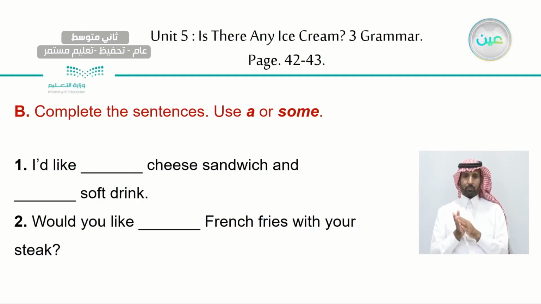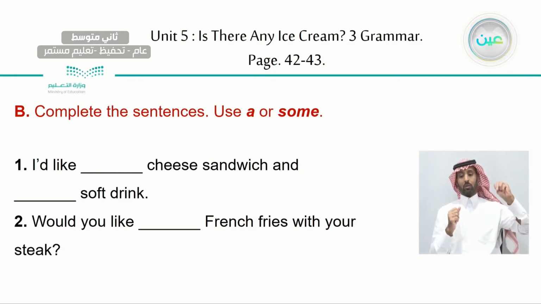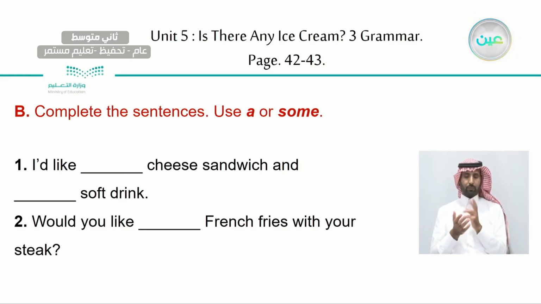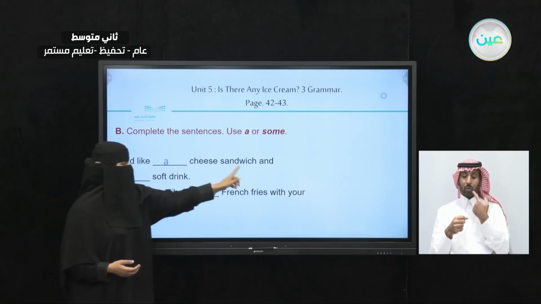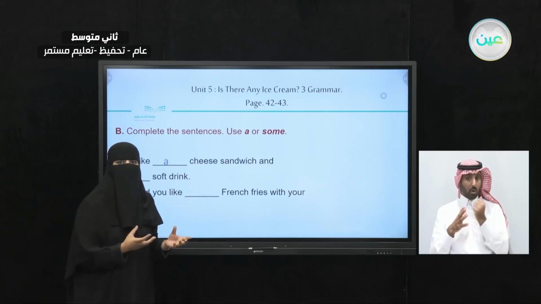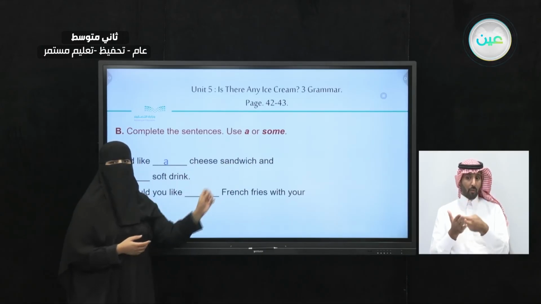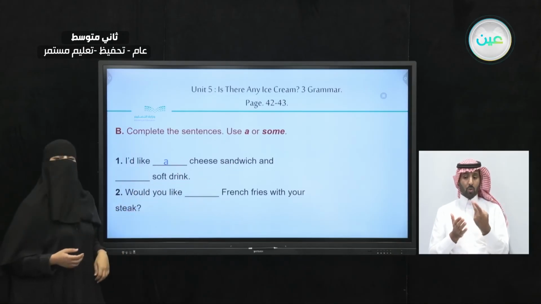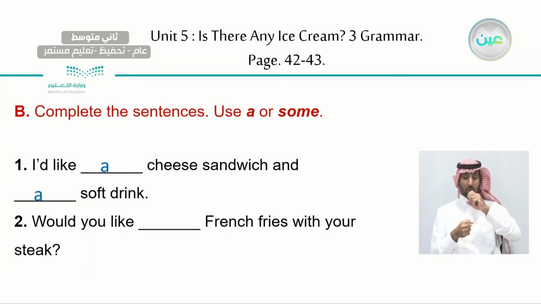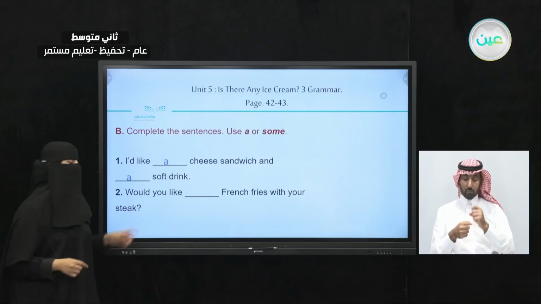Now, let's use these sentences, we are going to complete them with a or some. Let's start here. I'd like, then we have the word cheese sandwich, and here we have a space, soft drink. Which one is the correct one? What are we going to use here? I'd like a cheese sandwich because it's not the cheese itself. We're not counting the cheese. We're counting the sandwiches. I'd like a cheese sandwich, and how about soft drink? Count or non-count? A soft drink. Only one. I want a soft drink.